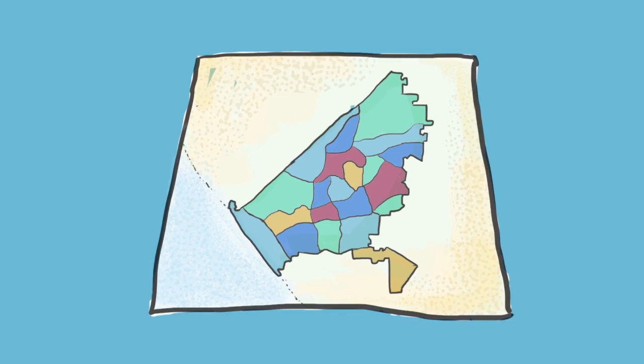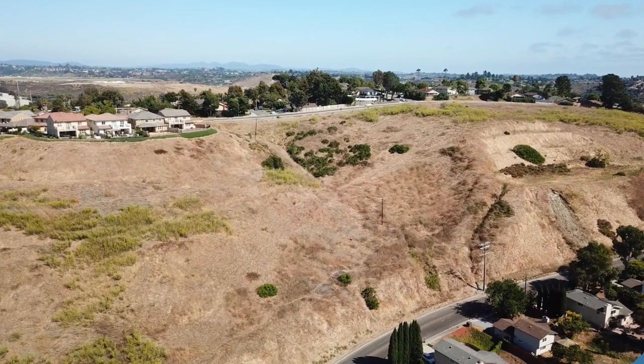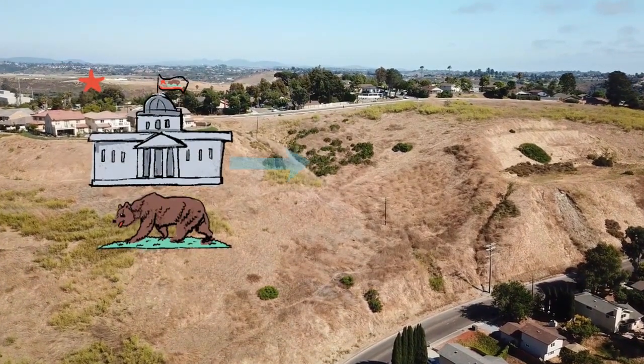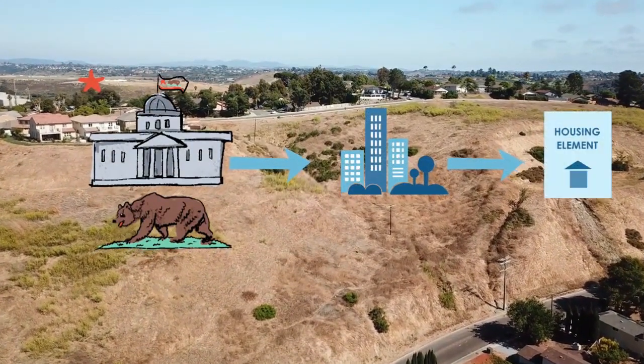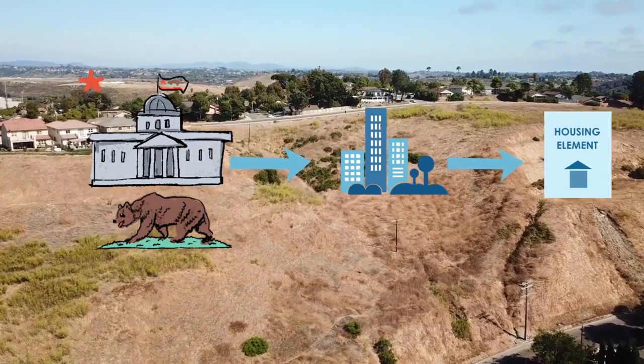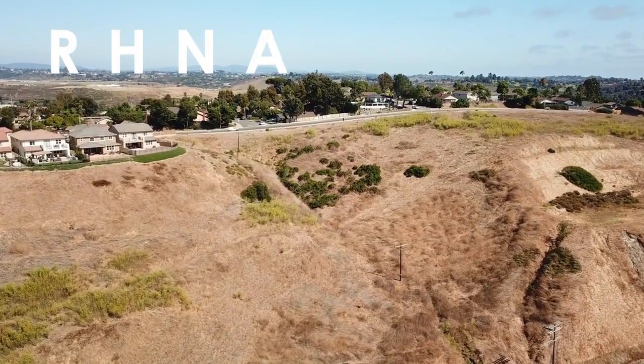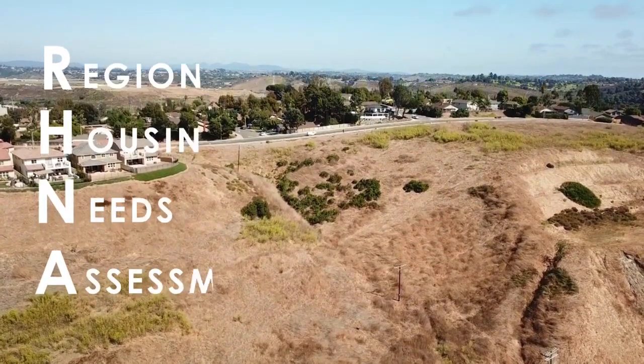The housing element's primary function is to identify the housing needs of Oceanside residents and provide strategies for developing and preserving an adequate supply of housing for all income levels. The state of California requires all jurisdictions to adopt a housing element every 8 years and provide a plan to accommodate its fair share of affordable housing, known as the Regional Housing Needs Assessment, or RHNA.